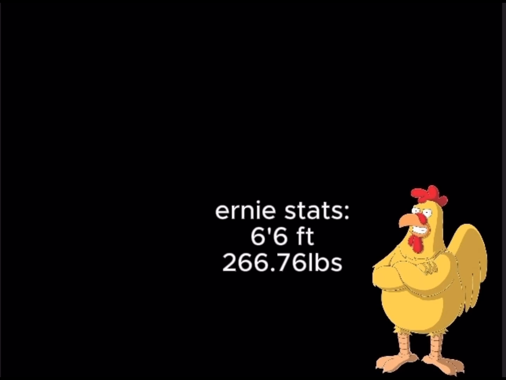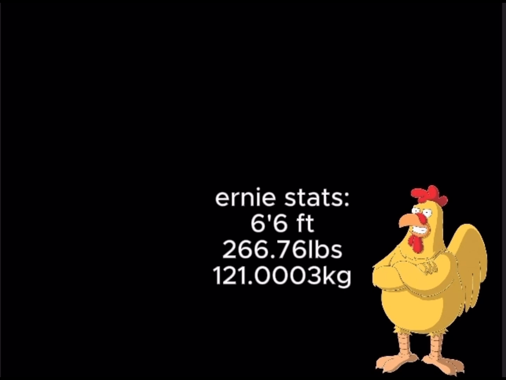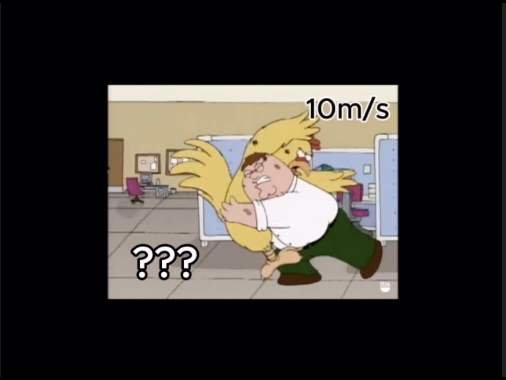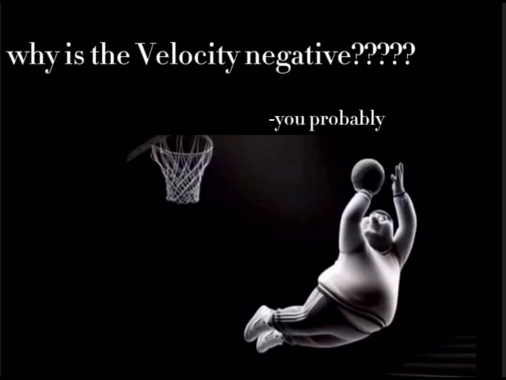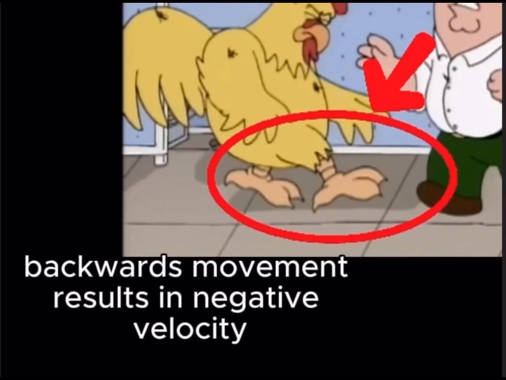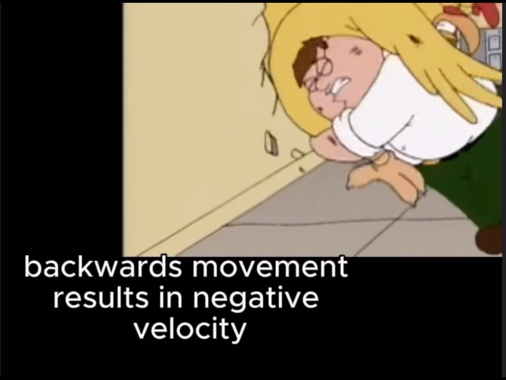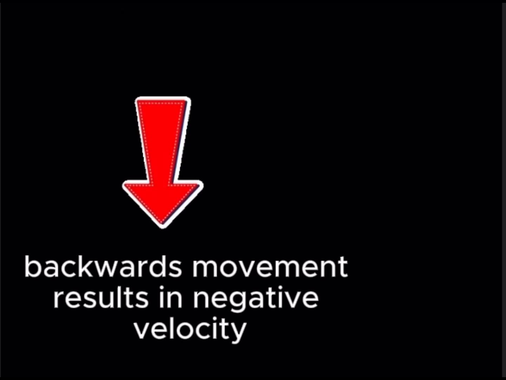Ernie the Giant Chicken weighs 266.76 pounds. Converted to kilograms, Ernie weighs 121.00003 kg. We don't know Ernie's velocity because that's what we're solving for with this equation. So far, we have 122.47 kg times 10 meters per second plus 121.0003 kg times negative v. The reason the v is negative is because, if you notice in the video, Ernie is moving backwards from Peter. So that backwards movement results in the velocity being negative in the equation.